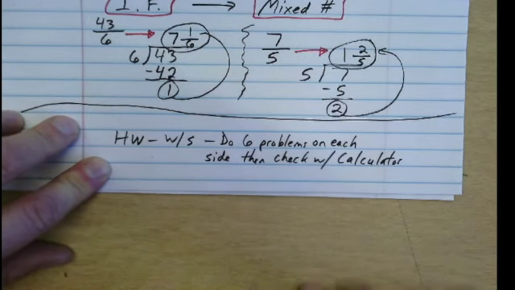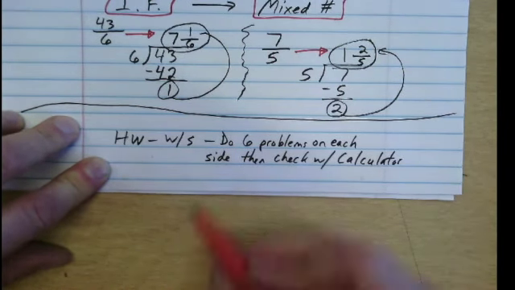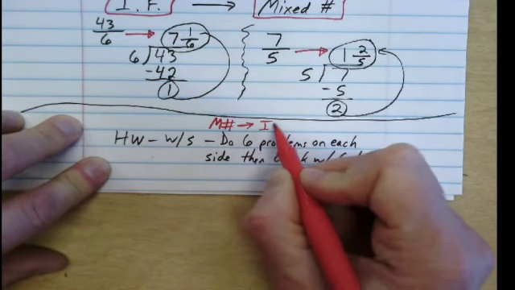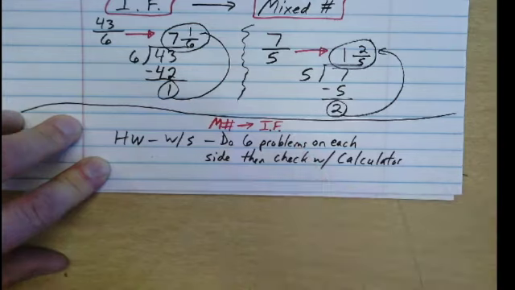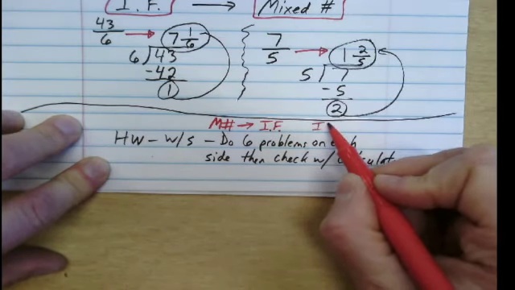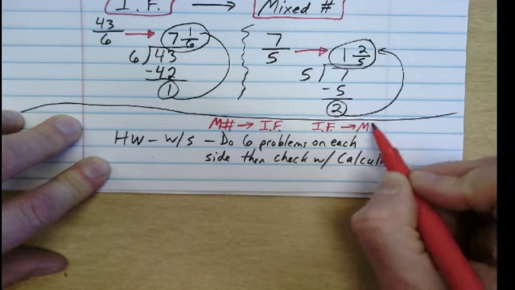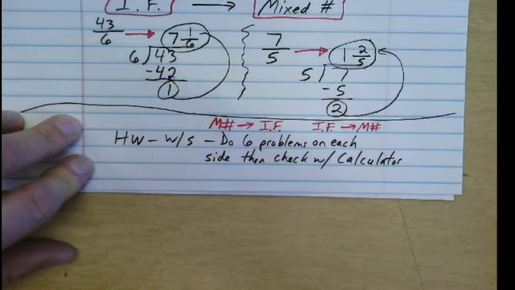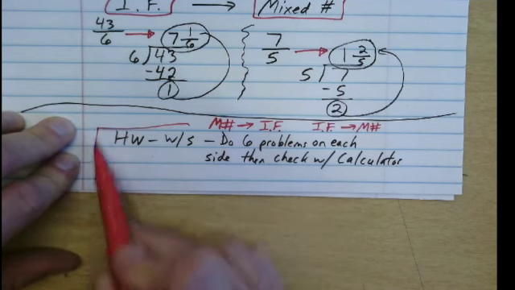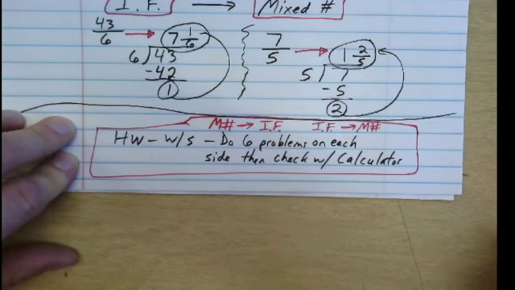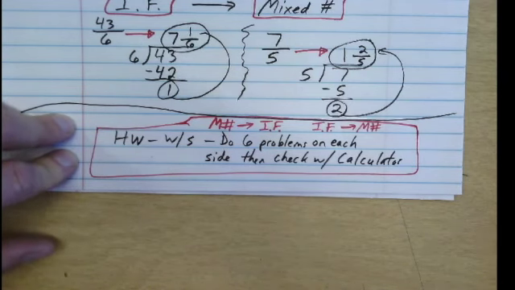Why are you doing 6 on each side? You're going to do 6 that are mixed numbers to improper fractions, which is how I abbreviate it, and then you're going to do 6 improper fractions over to mixed numbers to practice. So you're going to practice paper pencil, and then you're going to practice with the calculator. Again, this is a review to the 6th grade standard, which we're going to get into, which is dividing fractions.